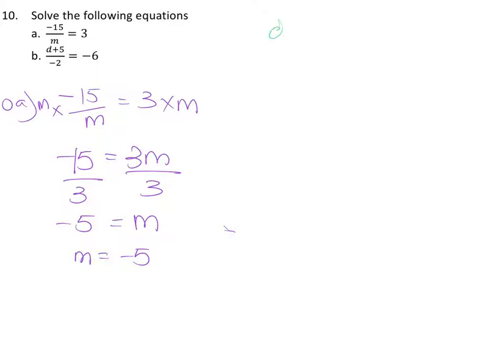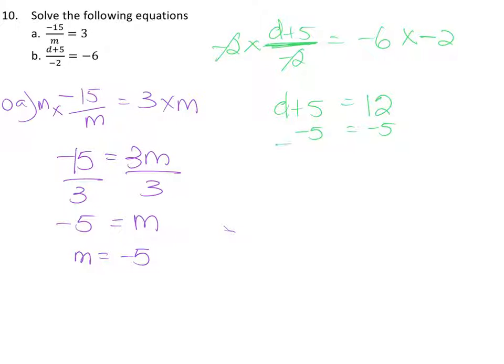10b: d plus 5 over minus 2 equals minus 6. Since everything is over minus 2, I multiply both sides by minus 2. So minus 2 will cancel minus 2, and I'll get that d plus 5 is equal to positive 12. I will then minus 5 from both sides, and I will get that d is equal to 7.